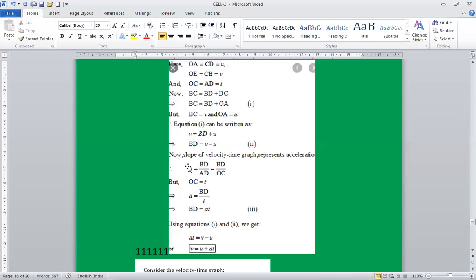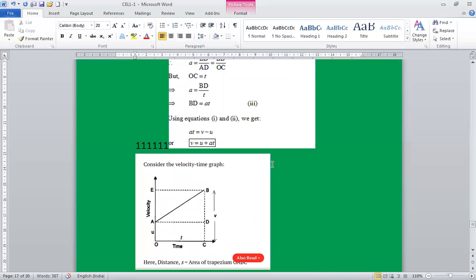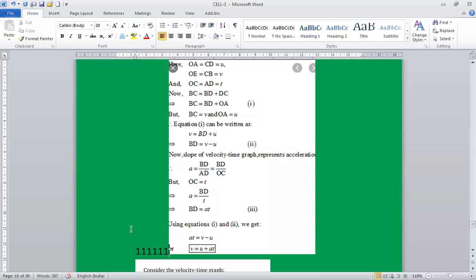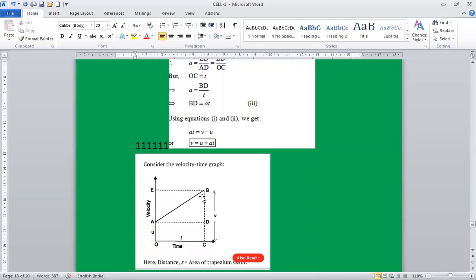So there are two equations: BC is equal to BD plus OA, and BD is equal to V minus U. Now, the slope of the velocity time graph represents acceleration, because what is acceleration? Change in velocity upon time taken. This slope is the change in velocity, and acceleration can be calculated by BD upon AD or BD upon OC.